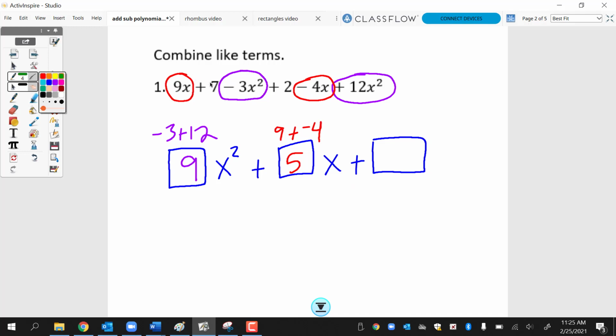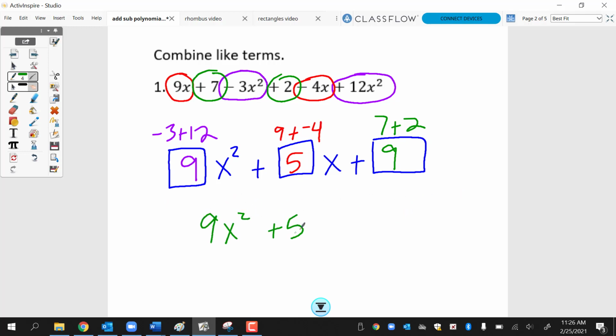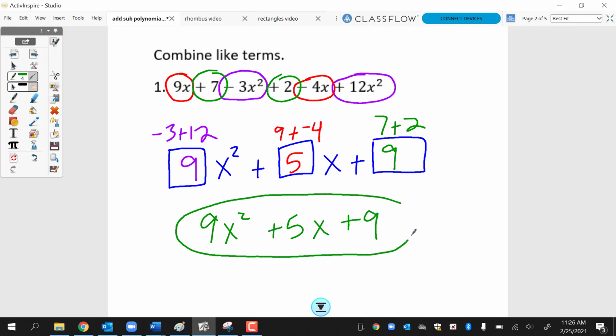And our just regular numbers, I have a +7 and I have a +2. So 7 plus 2 we know is 9. So final answer when I go to type this in, my answer would be 9x squared plus 5x plus 9. I can't add any of those numbers together because they're not the same kind of numbers. This is a naked number. This has an x, this is an x to the 2. None of those are the same.